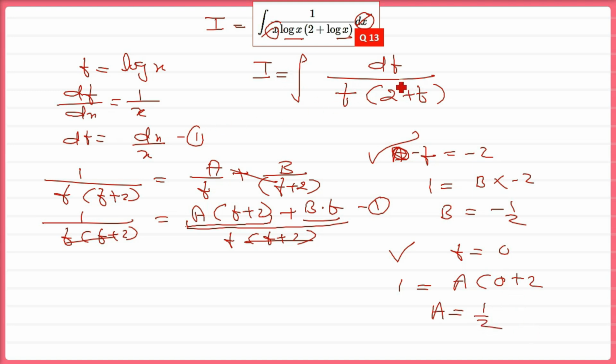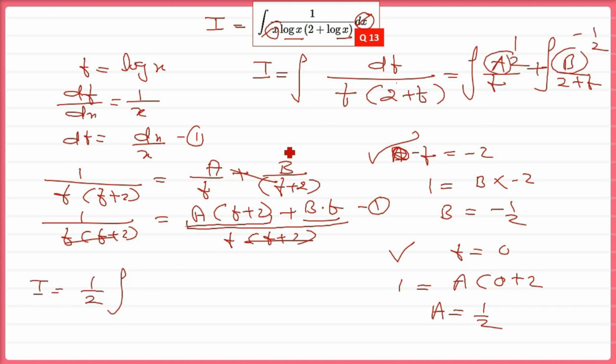Now what we are going to do here is write it as partial fractions. So how did we write it? A divided by t and then B divided by t plus 2, or 2 plus t. Now when we integrate this, we'll replace A and B by half and negative half respectively. So I'm taking this half outside. Half and half can be taken outside. Only this A by t and B by 2 plus t will remain.